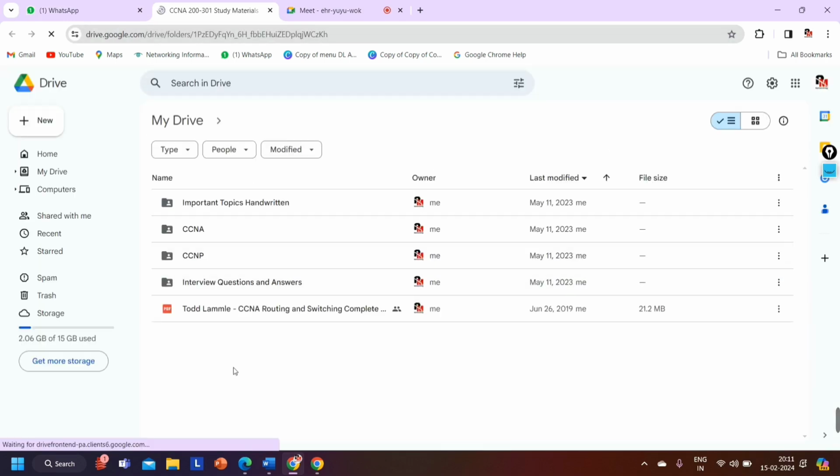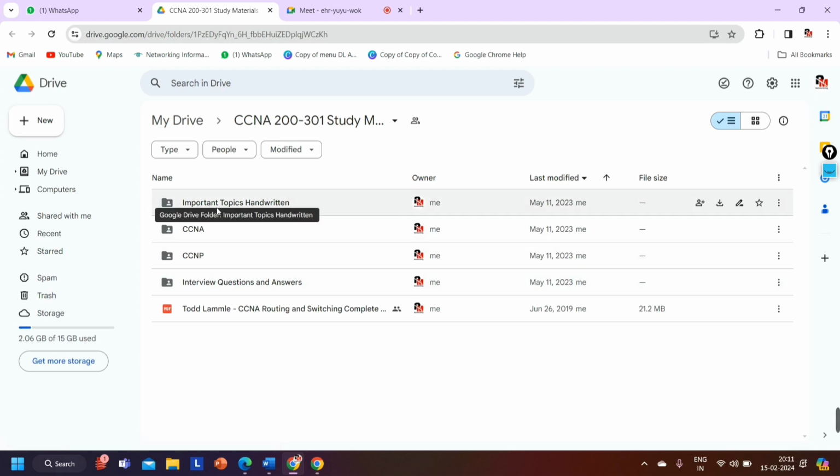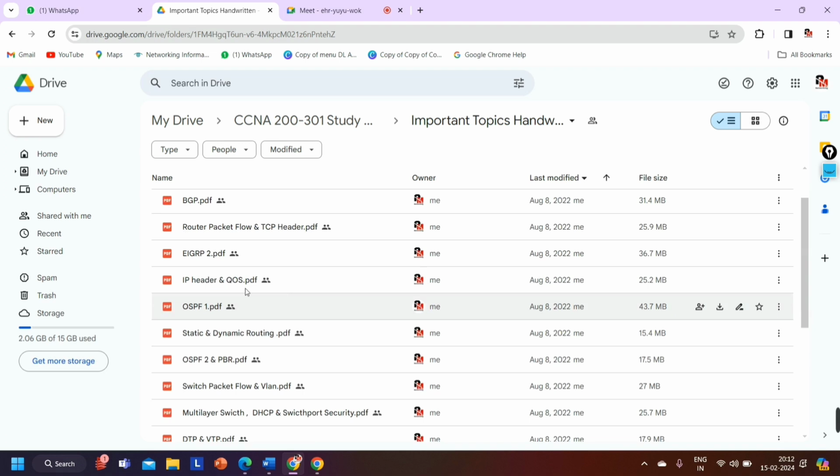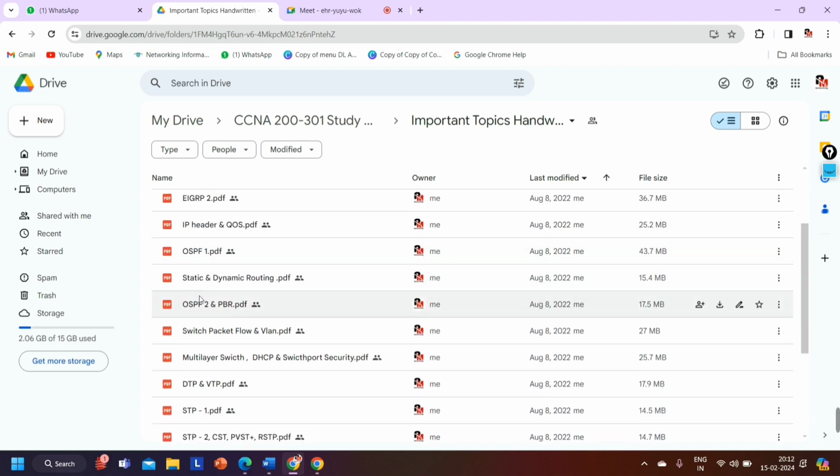Here you can see there are four folders. One, important topics notes. These are handwritten notes, right? So let me open it and show you. See guys, when we discuss the EIGRP protocol, IPv6, BGP, router, packet flow and TCP header, like EIGRP part 2, IP header, quality of service, OSPF, static and dynamic routing, right?